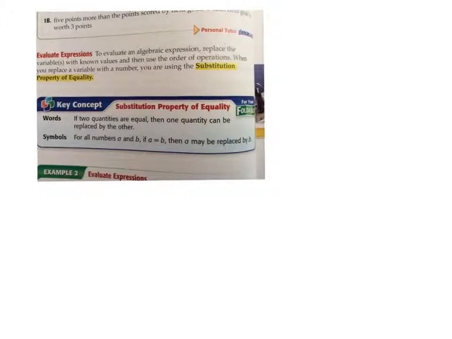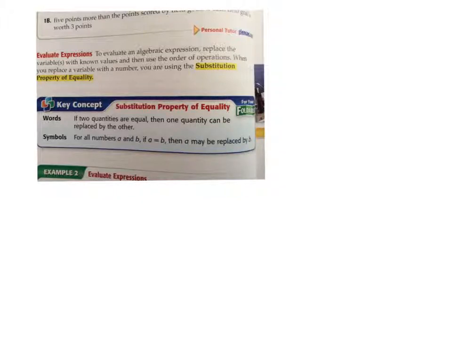The next thing I want to talk about is evaluating expressions and the substitution property of equality. Really, all this is a big way of saying, go ahead and solve the problem. To evaluate an algebraic expression, replace the variables with the known values, and then use the order of operations, which you all know very well by now. Please excuse my dear Aunt Sally. When you replace a variable with a number, you are using the substitution property of equality.